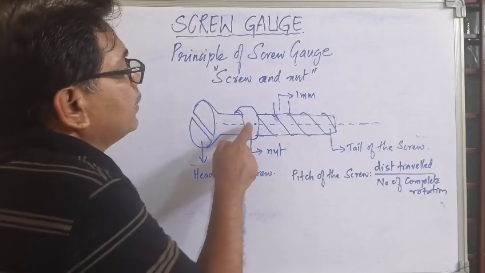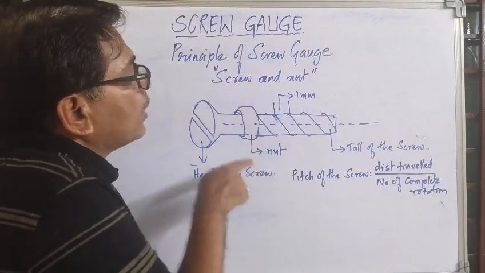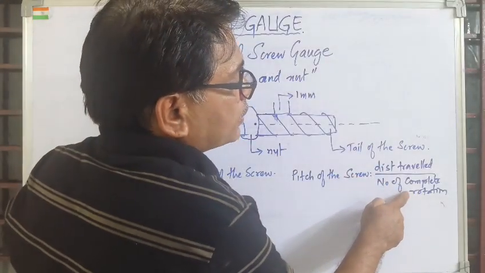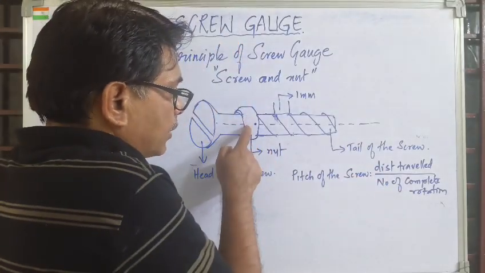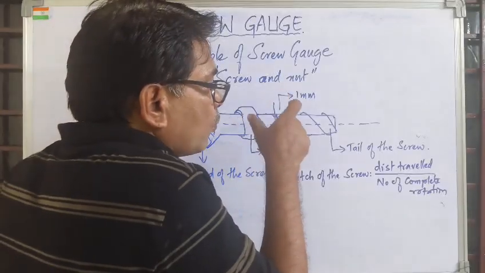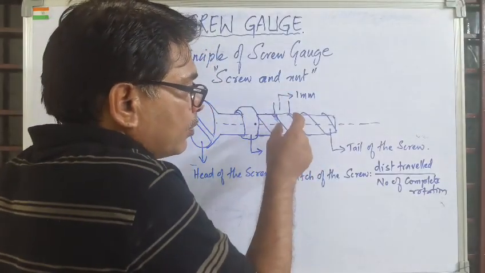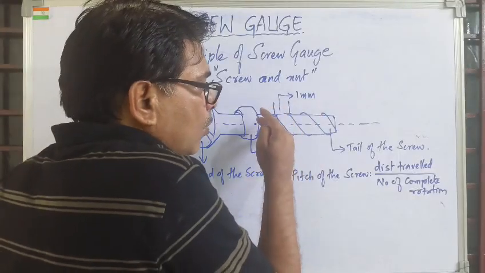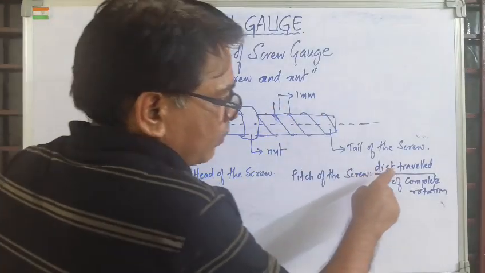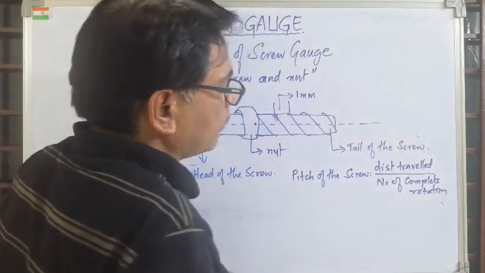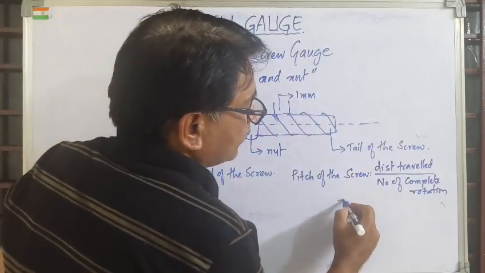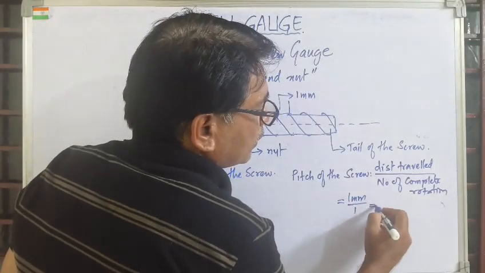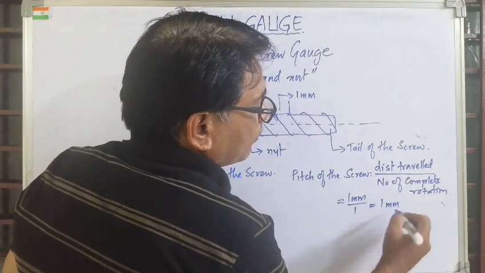So when you turn this nut for one complete rotation, this nut moves a distance of one helical thread. The distance between two helical threads is 1 mm, isn't it? Therefore, it moves 1 mm. For one complete rotation, it moves a distance of 1 mm. That is called pitch of the screw. So it's 1 mm for one complete rotation.